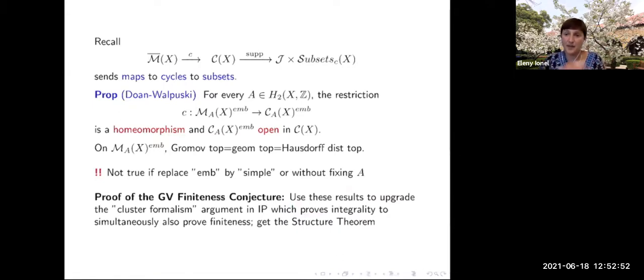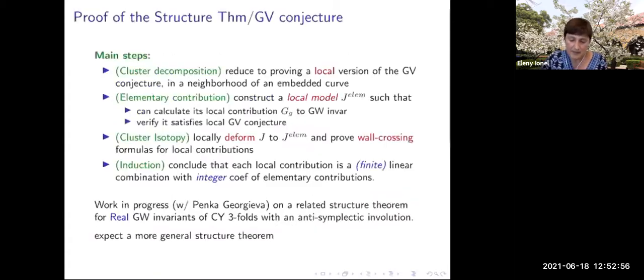Of course, there is some overlap because, as I said, the proof really is just an upgrade of that argument. Maybe I'll finish by giving you the same slide, just the outline of how you prove it. This is the same proof as integrality, but now it also proves finiteness. So they're really improving the structure theorem, and with it, this Gopakumar-Vafa conjecture.